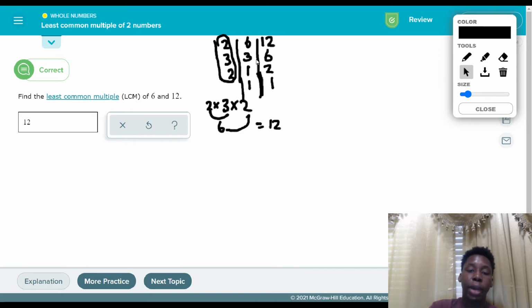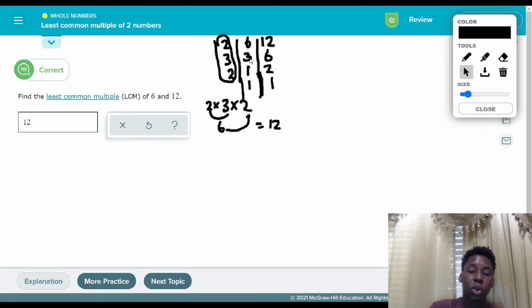I gradually do this until the bottom here turns into a 1. The first time I asked myself, what number can divide 6 and 12? It doesn't matter, any number. We know 2 can divide 6 and 12, so I'll put that down. I divided 6 by 2, which was 3, and divided 12 by 2, which was 6.